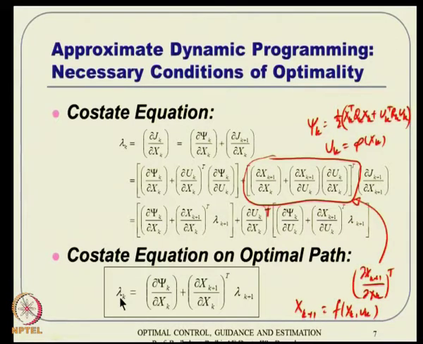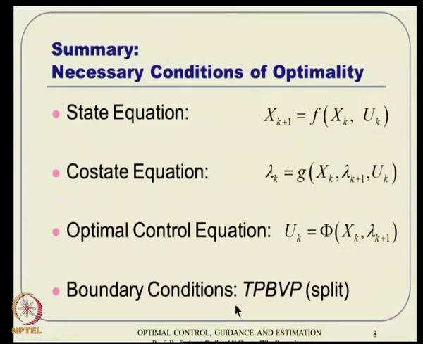And also remember in the two-point boundary value problem, the calculus of variation approach, we actually have the lambda dot equation, but lambda dot is typically propagated backwards. Okay. So, all these are compatible. Okay. So, what is the summary?